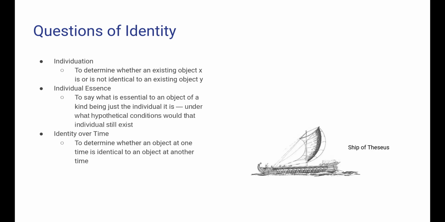Finally, we have questions about identity over time, about determining whether an object at one time is identical to an object at another time. And the classical example here is the ship of Theseus. If a few planks were replaced, would we still say that it is the same ship? Probably. If half of the planks were replaced, is it still the same ship? If all of the planks are replaced, is it still this same ship of Theseus? So it is about identity over time and if and how we can determine that.